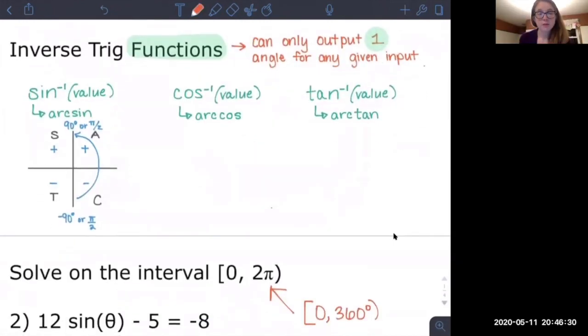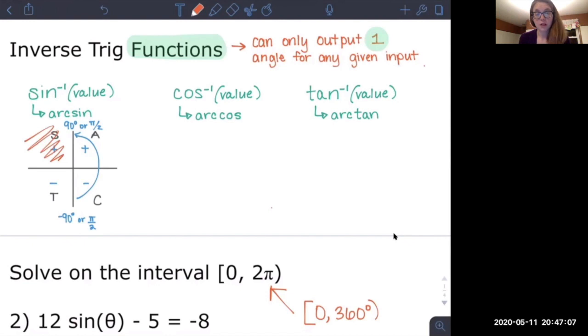So if you think about sine, we know that sine values are positive in the first and second quadrants and negative in the third and fourth quadrants. So what the mathematicians decided is that if you did sine inverse of a positive sine value, you would take the angle with a positive sign that's closest to 0. So that would be the angle in quadrant 1. So they got rid of quadrant 2 angles as possible answers.